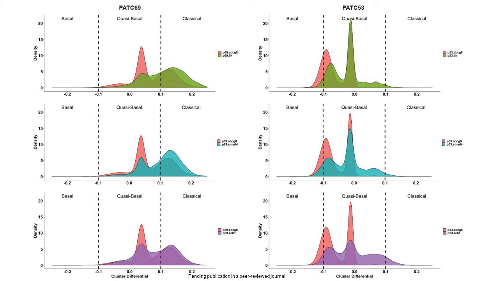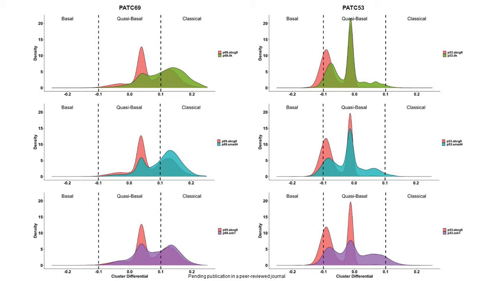suggesting that quasi-basal cells that perhaps harbored partial dependency towards the basal conditions... I'm sorry, let me repeat that. What you're seeing with PAT53 is not just that each of these knockout conditions are killing the basal cells, but they're causing quasi-basal cells to revert back to a classical state, suggesting that these quasi-basal cells that perhaps harbored a partial dependence on these basal genes are reverting back to a classical state in order to survive.